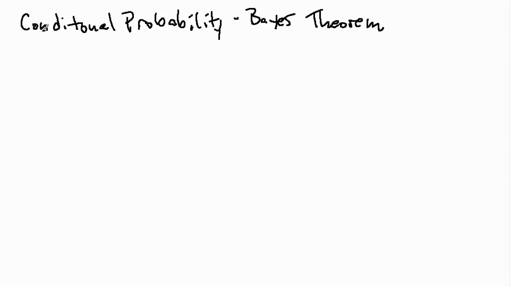Anyway, the idea of a conditional probability means that we are performing an experiment, but we're actually given some information about the outcome before we're asked to calculate a probability. So let's consider an example. Suppose we're going to roll a fair die.